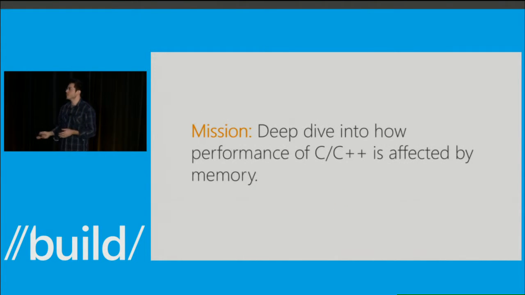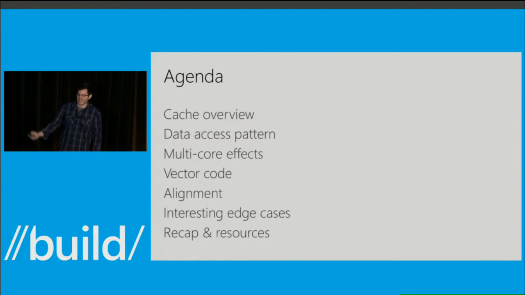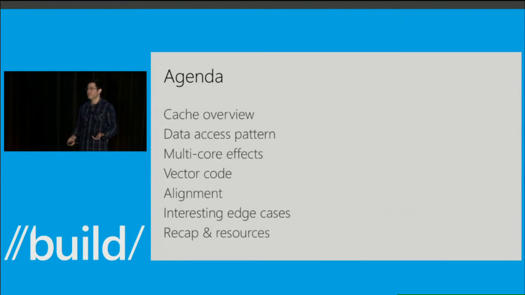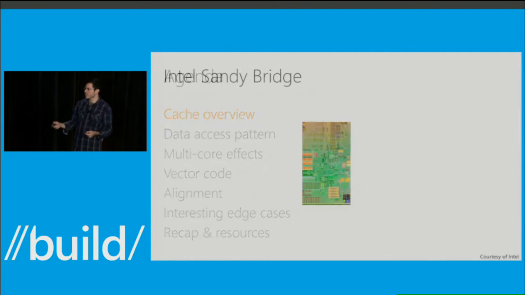So really the goal of this talk is a real deep dive, lots of code that's going to be shown, into how the performance of native code is really affected by memory. Memory, the elephant in the CPU. So this is a pretty big agenda, but basically I want to give a brief overview of caches and then just go through a whole bunch of examples to show how memory really affects performance. We're going to go over things like access patterns, parallelization, vectorization, code alignment, and then a few interesting edge cases. So let's get to it.